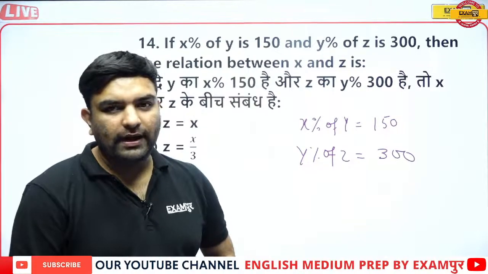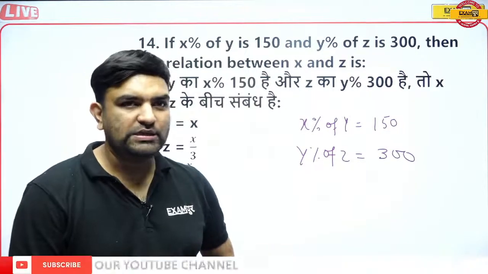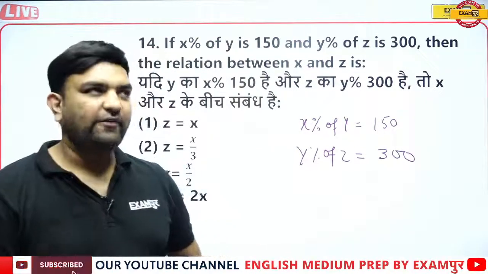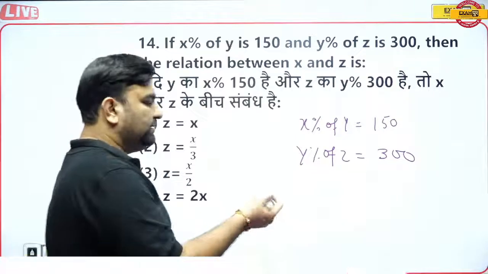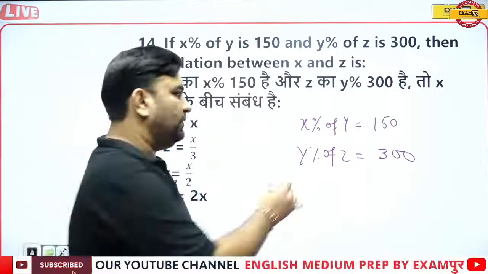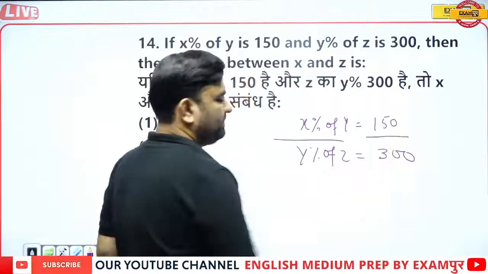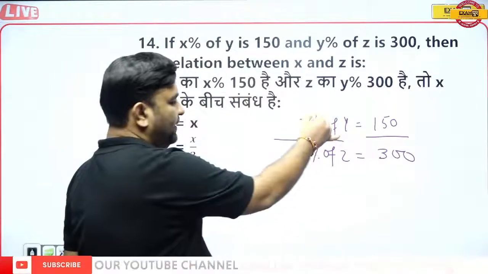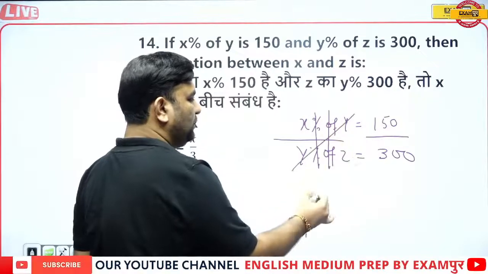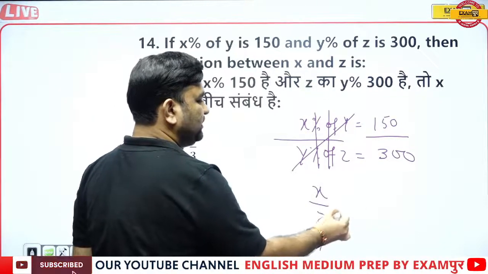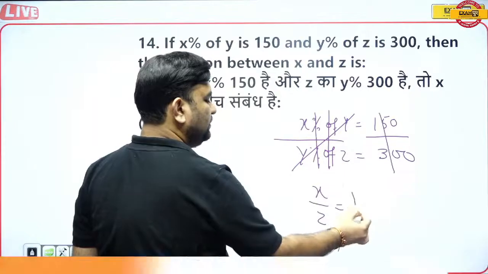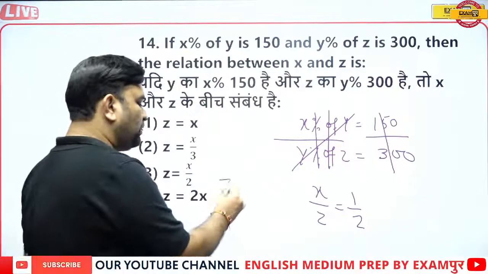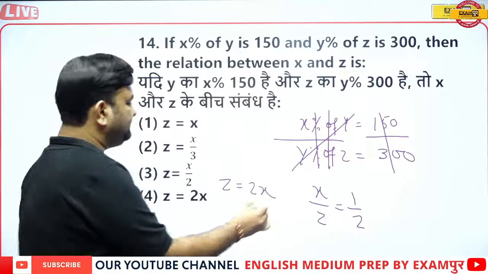If I want to connect x and z, can I say I want to eliminate y? So what is the best way of eliminating y? Divide. Percentage of y will cancel out. X upon z is equal to 1 by 2, or you can say z is equal to 2x.